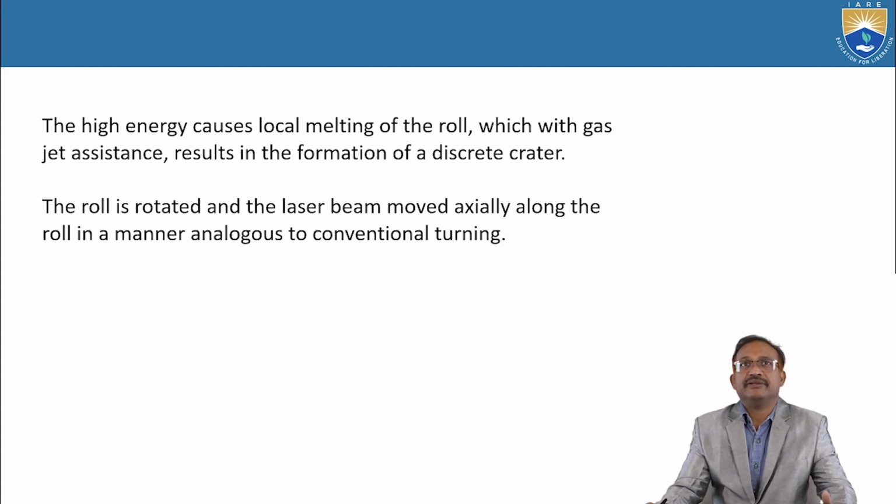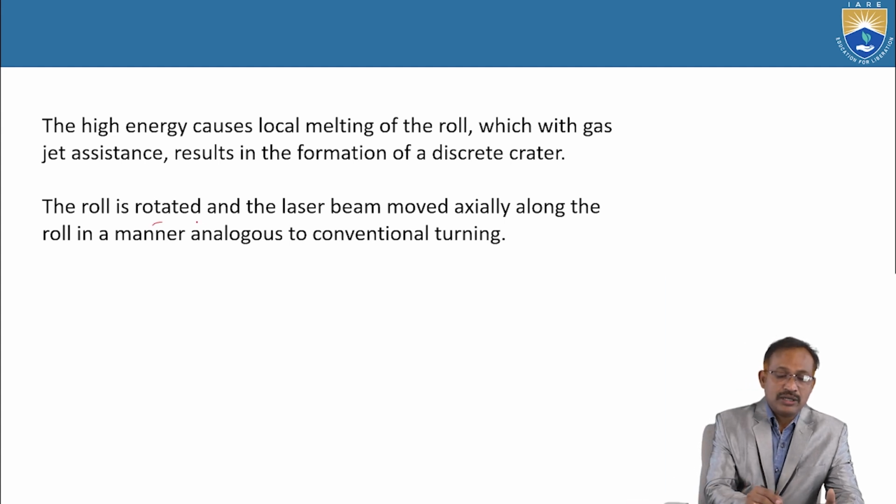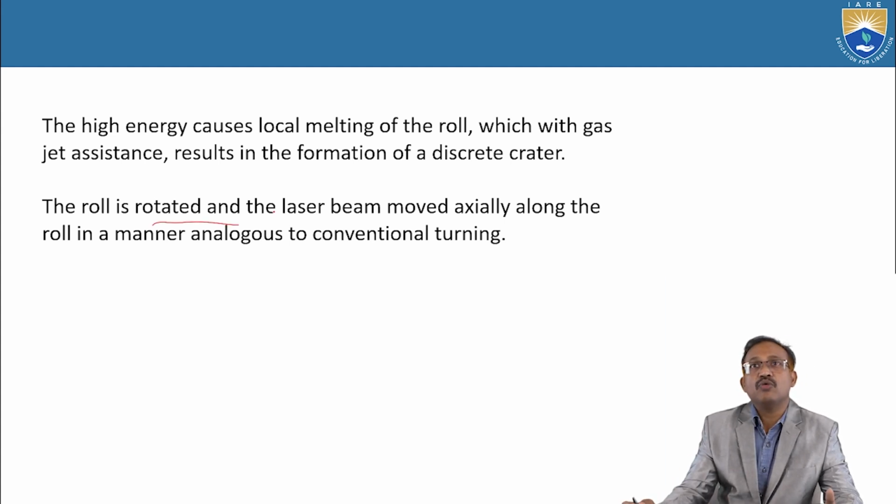The roll is rotated and the laser beam moved axially along the roll in a manner analogous to conventional turning. Already we have discussed that in turning, we usually rotate the workpiece in the headstock. In a similar way, the roll is rotated and the laser beam is moved axially along the roll.